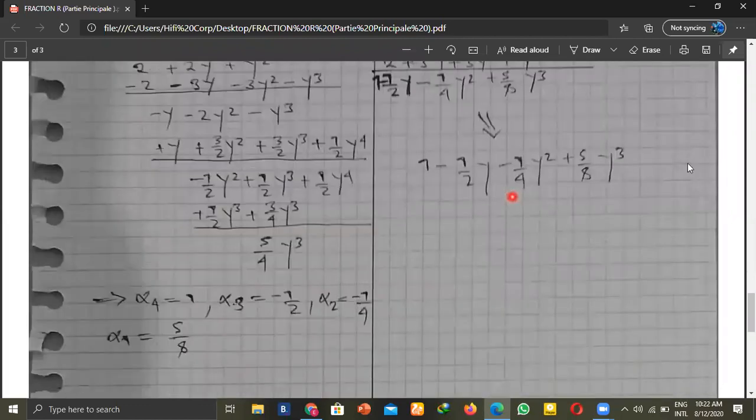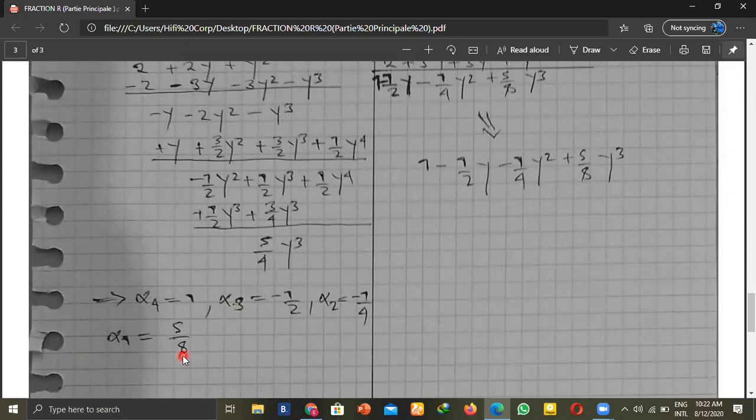This is what we have here. So we just say our lambda 4 is equal to 1. The way we've put them, the form is very important. So the way we put them, our lambda 4 is equal to 1, our lambda 3 is equal to negative 1 over 2, our lambda 2 is equal to negative 1 over 4, our lambda 1 is equal to 5 over 8.